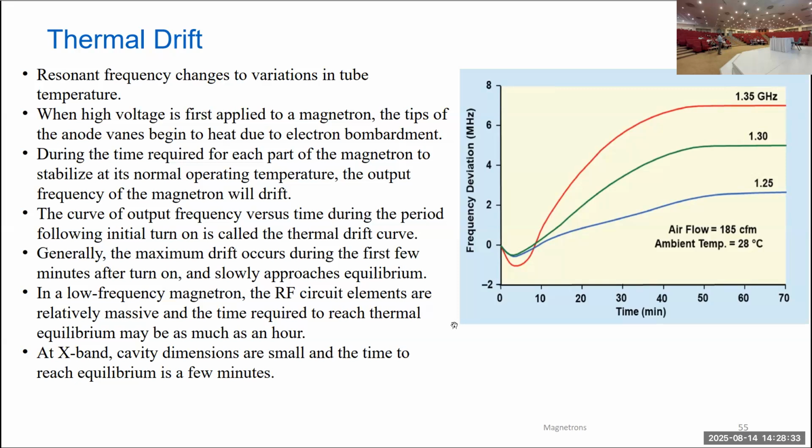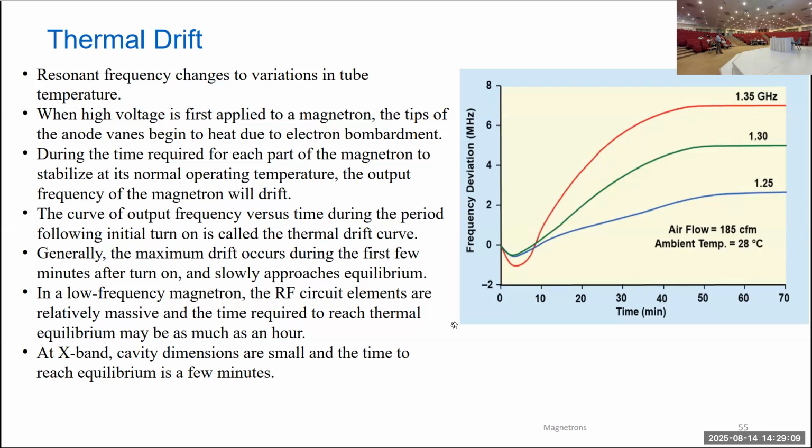When high voltage is first applied to a magnetron, the tips of the anode vanes begin to heat due to electron bombardment. During the time required for each part of the magnetron to stabilize at its normal operating temperature, the output frequency of the magnetron will drift. And once this temperature is normalized, the drift in the frequency stops. Generally, the maximum drift occurs during the first few minutes after turn on and slowly approaches equilibrium.